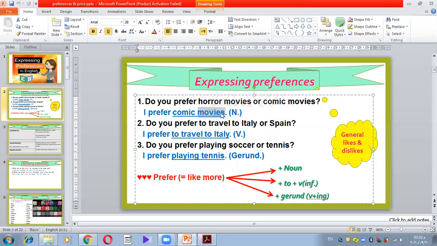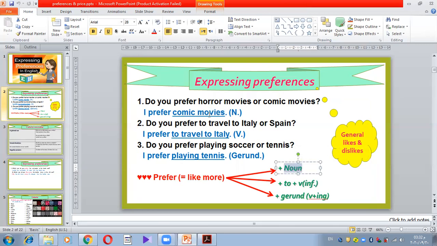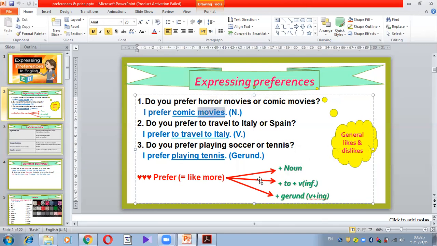So movies is a noun. I prefer to travel to Italy: to plus verb infinitive in this case. I prefer playing, which is gerund in this case. So prefer could be followed by a noun, like the first one, movies. The second one could be followed by to plus verb, and this verb is in the infinitive form. And number three, I prefer playing, which is gerund.